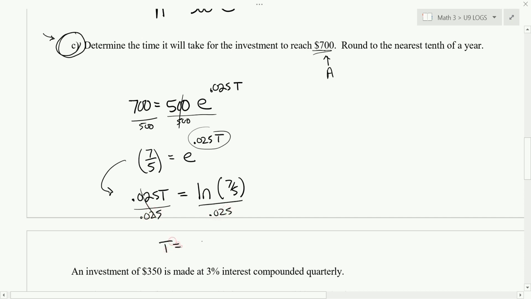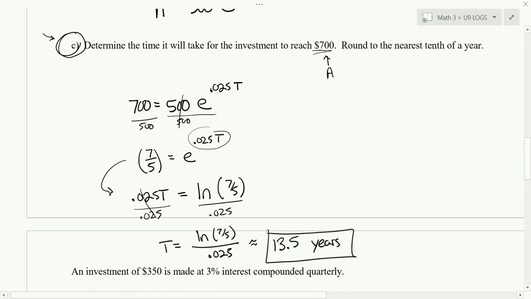And you end up with t is the natural log of 7/5 over 0.025, and then the rest is up to you and your calculator, okay? Figure that out. And we're going to round to the nearest tenth of a year. So you should get 13.5. So 13 and a half years. Okay.